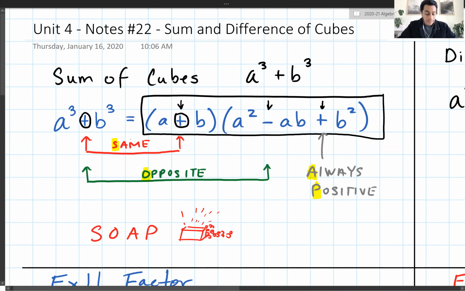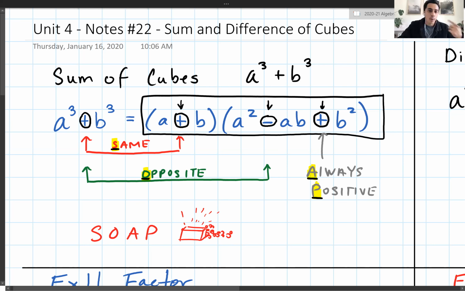When it's a difference of cubes, you'll see it's going to be minus and minus. But for plus, it's a plus in between the original. So then when you start to factor it, the first sign is going to be a plus. Then you're going to do opposite on the second symbol, so the second symbol will be opposite of this positive. That's where we get opposite from. And then the last sign is always positive. That's where SOAP comes from: same, opposite, always positive.